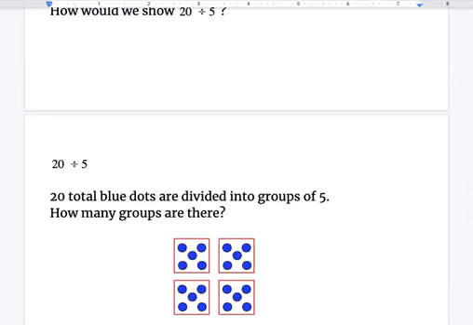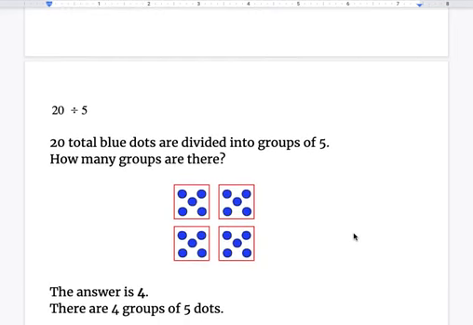So in this problem, 20 total blue dots divided into groups of 5. Each of these groups has 5 dots inside, and we want to know how many groups there are. There's 1, 2, 3, and 4. 4 groups. So that's why the answer is 4. 4 groups of 5 dots.